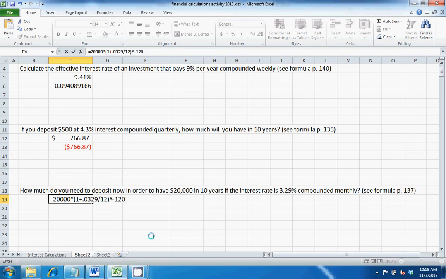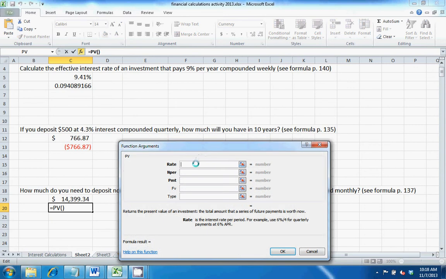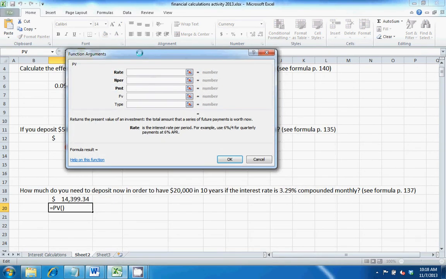Now if we do this using the Excel functions, we're looking for PV, and here again we input the rate, which is 3.29% monthly, and then the number of periods is 120. Skipping payment again, because again that's a different kind of formula. That's an annuity formula. And then we type in the FV, which is 20,000. Click OK, and then we've got it. Okay, so that's how to do those calculations.